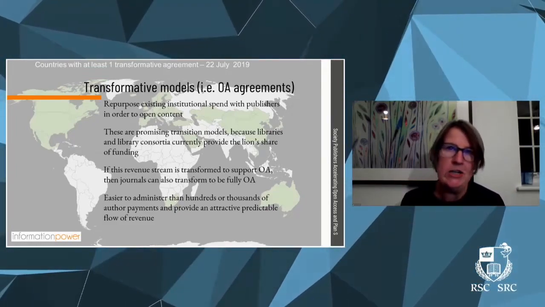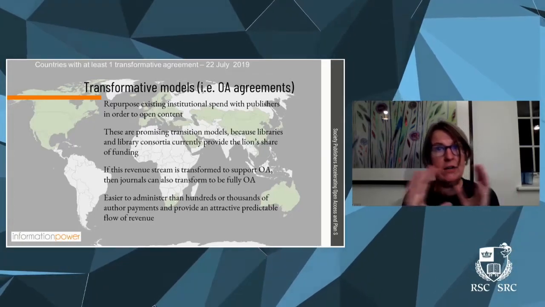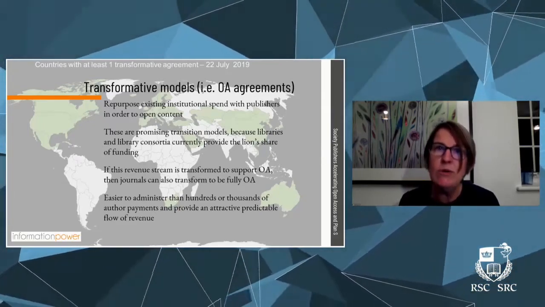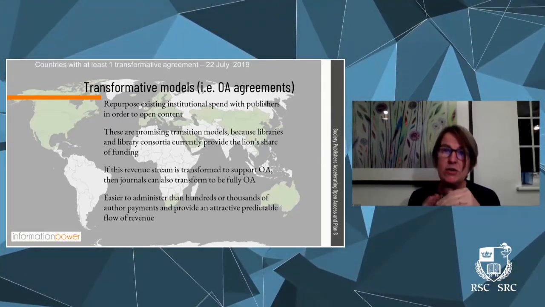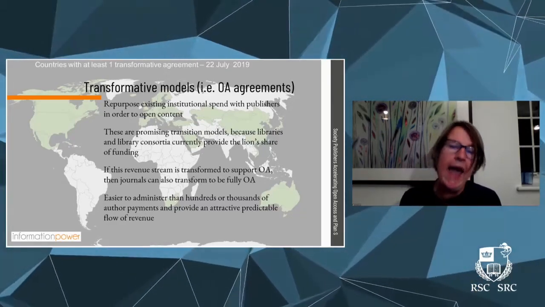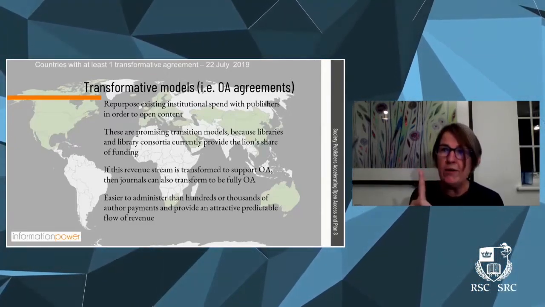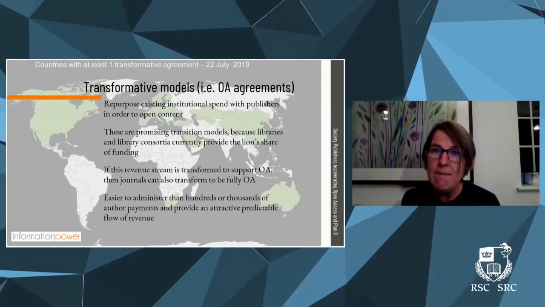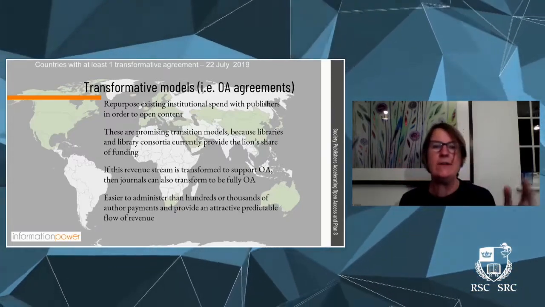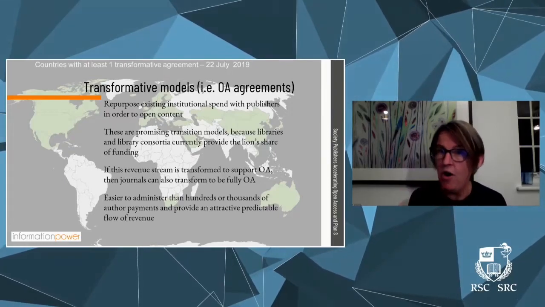Libraries provide the lion's share of funding to publishers around the world. So if that money transforms to drive open access, publishers can follow and transform their journals to follow the revenue stream. And this is much easier for small and medium-sized publishers to administer. They have one agreement or one invoice with a campus, rather than having to think about how they could possibly scale up to administer hundreds or even thousands of different agreements and invoices at an author level.